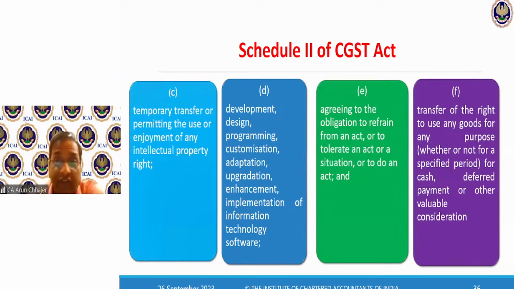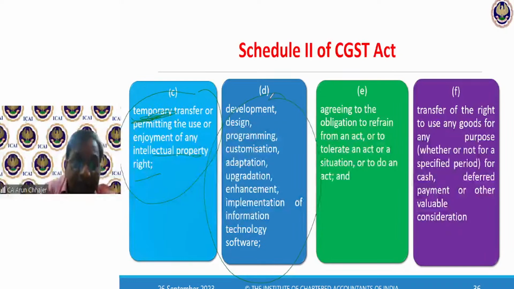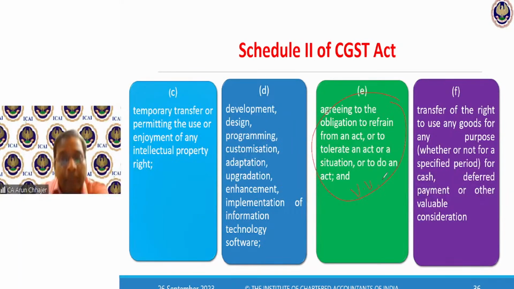Now, in para 5, they are saying that any temporary transfer, underline the word temporary, transfer of intellectual property right is a service. Intellectual property right means goodwill, trademark, copyright, etc. Then with respect to information technology software, development, design, programming, customization, adoption, upgradation, enhancement, any work related to the software will be a service. Now this particular clause is very, very important.